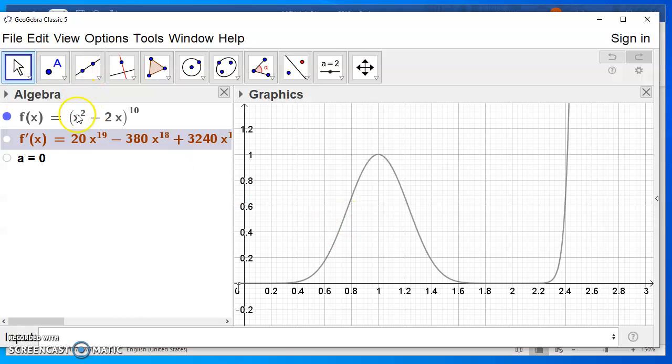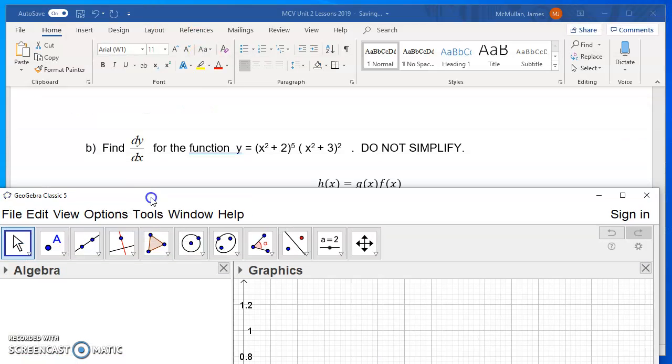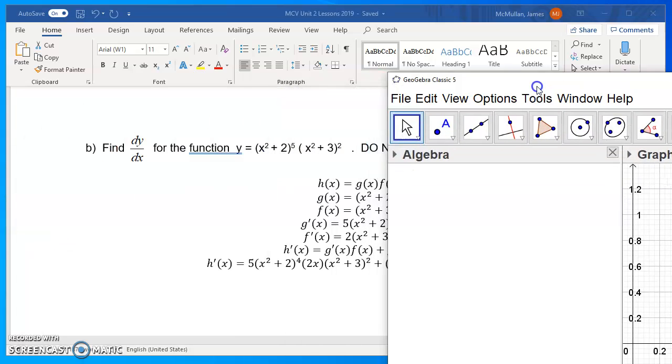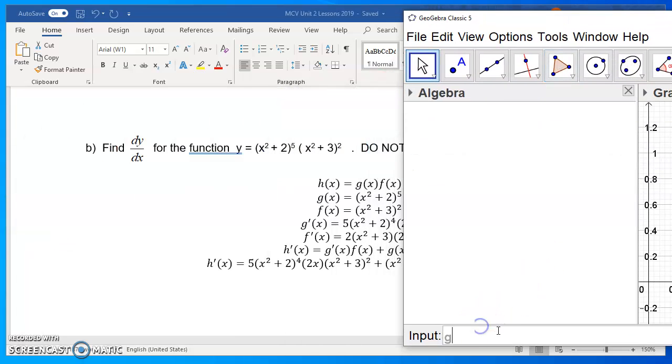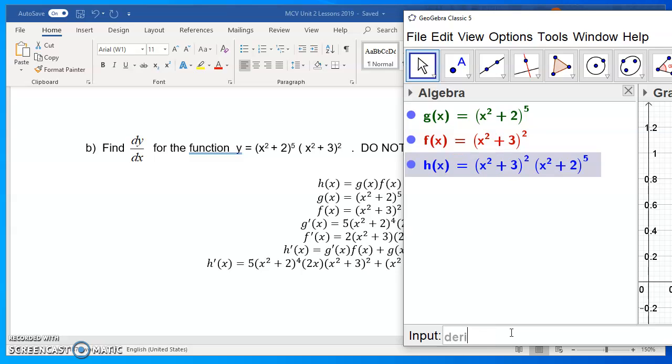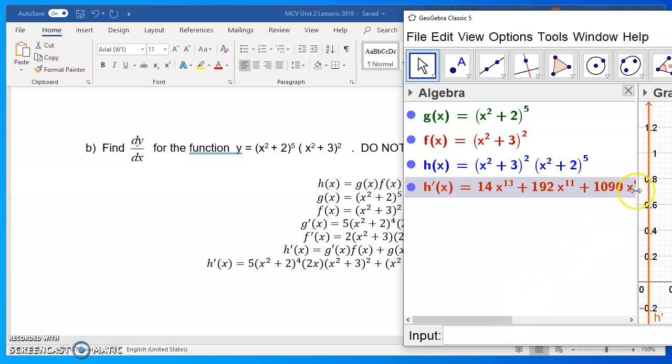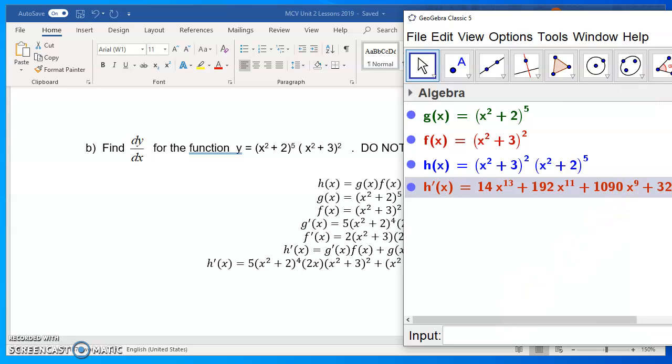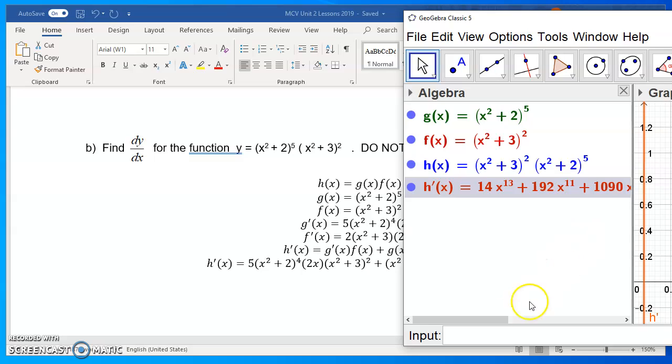Let's check to make sure that we did it right here. So let's write the different things that I said. I said g of x was x squared plus 2 to the power of 5. I said f of x was x squared plus 3 squared. I said h of x was f times g. When I take the derivative of h, again, GeoGebra is going to expand and simplify that derivative, so I don't want to do that.